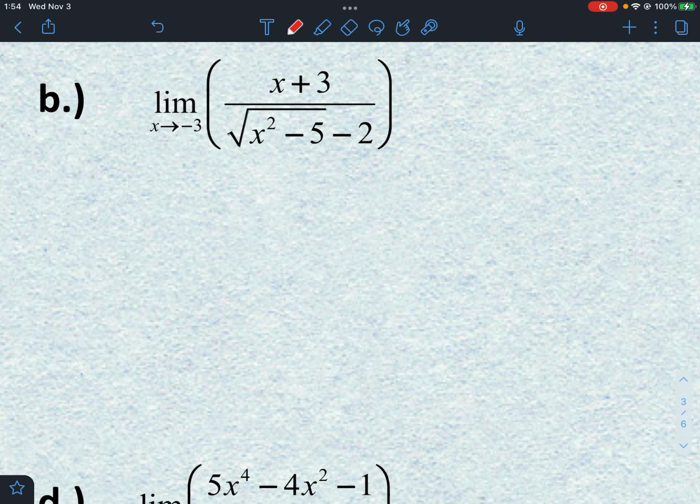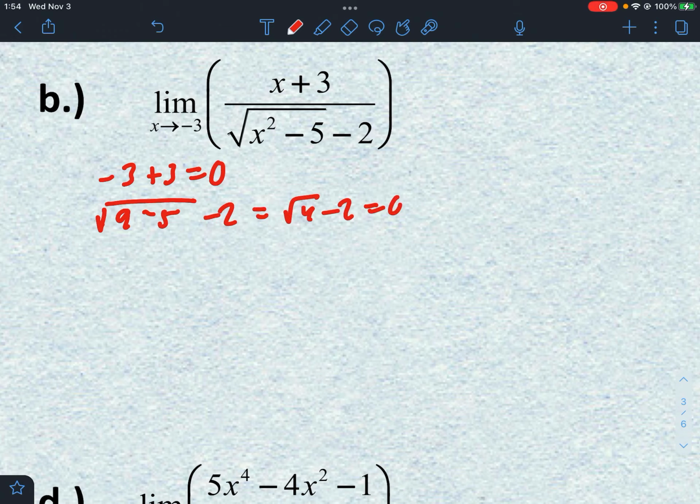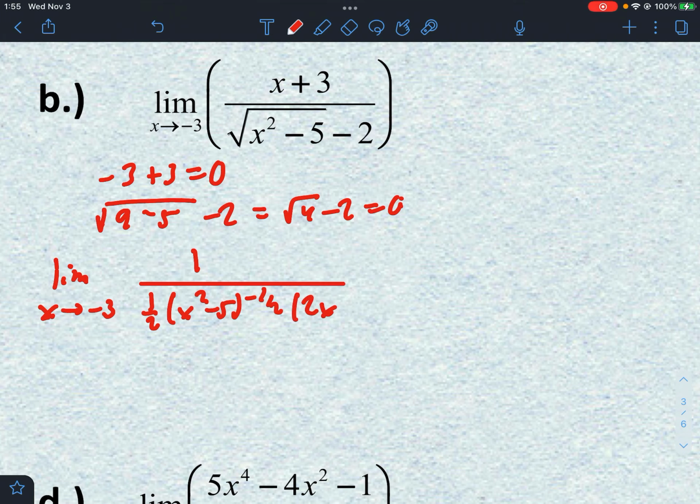So B, if we put negative 3 in here, we would get 0 in the numerator and 0 in the denominator. So we know L'Hopital's Rule will apply. Derivative of the numerator is 1. The derivative of the denominator, we get 1/2 (x squared minus 5) to the negative 1/2 times 2x minus 0. So you don't have to write that last part there.